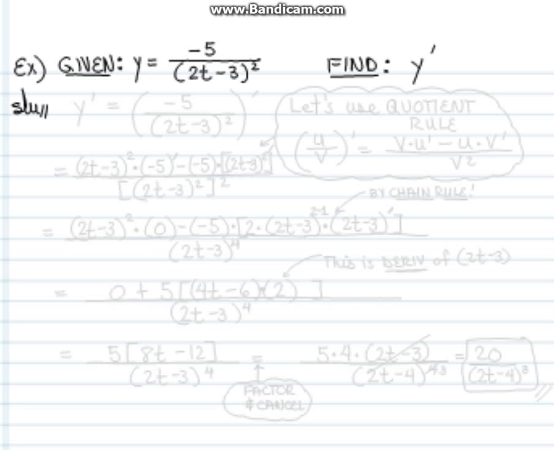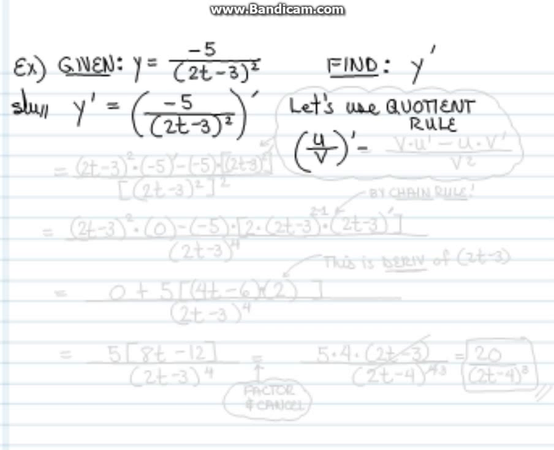of another rule. So here's y equals -5 over (2t minus 3) squared, and we're asked to find y prime. Well, y prime is -5 over (2t minus 3) squared, all in parentheses primed. So we have to use the quotient rule. Let's use the quotient rule. It is (u over v) prime equals the bottom times the derivative of the top, v times u prime, minus the top, u times the derivative of the bottom, over the bottom squared.